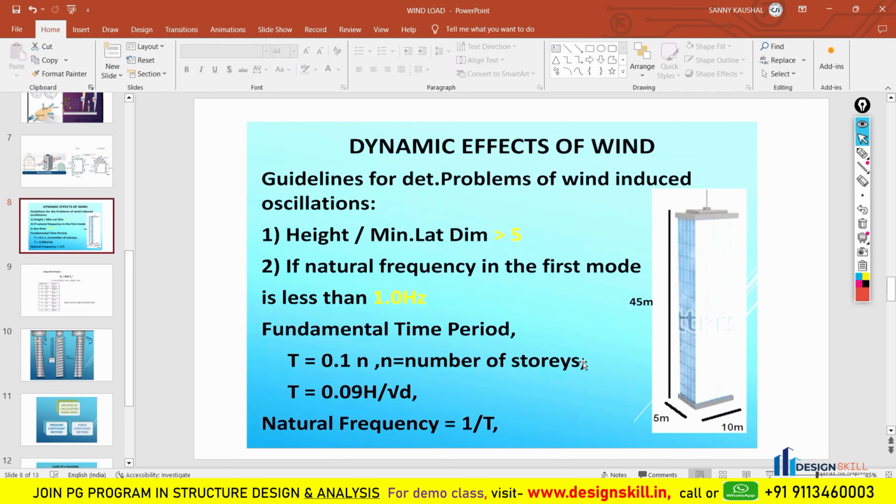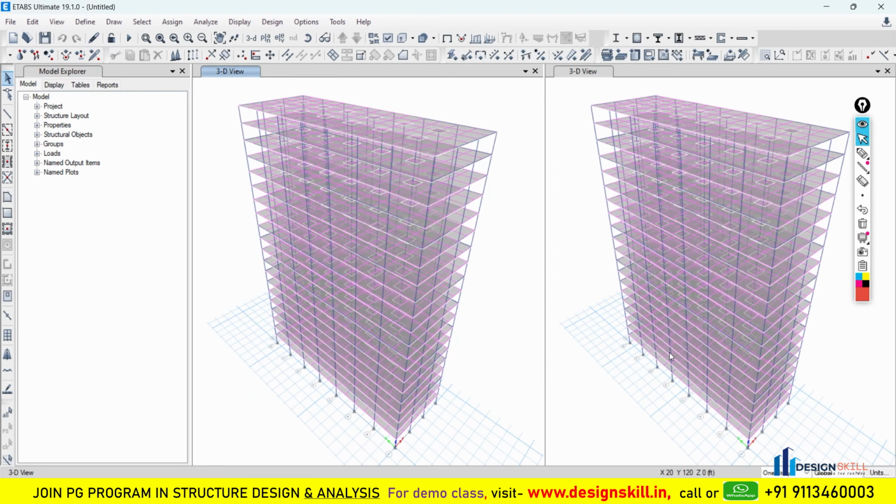In the upcoming lecture we will look into ETABS. We will see how we can apply the wind load in our structure, and also we will see what are the different methods through which we can apply the wind load in ETABS. And after applying the wind load, we will do the analysis also, and also we will see results, what is the effect of the wind load when it is applied to the structure. So these are the important things we are going to see in the upcoming lectures of the wind load.